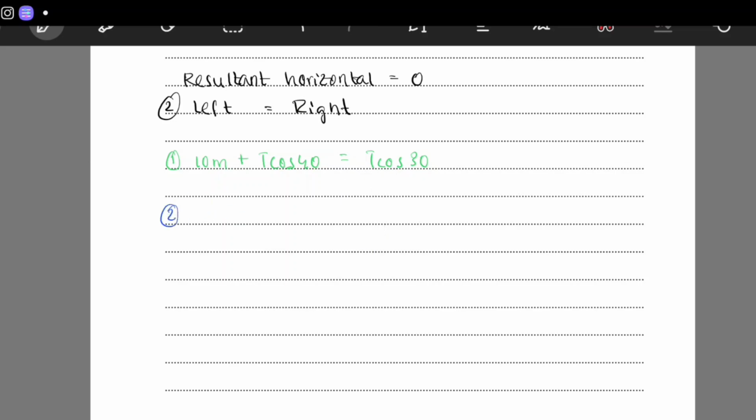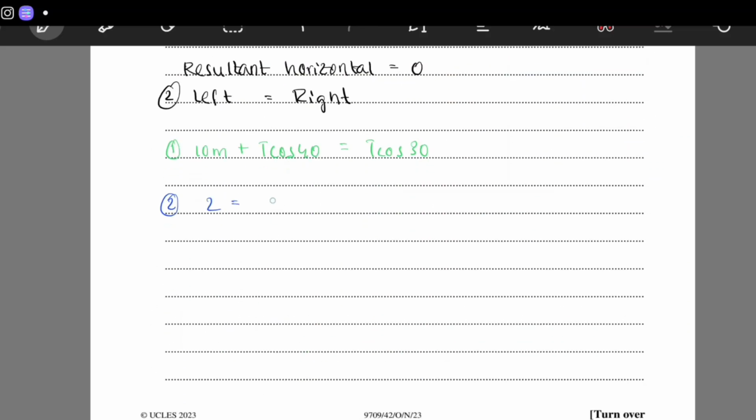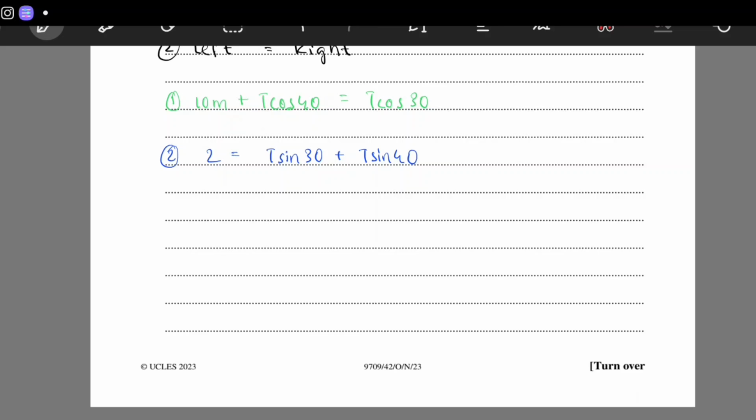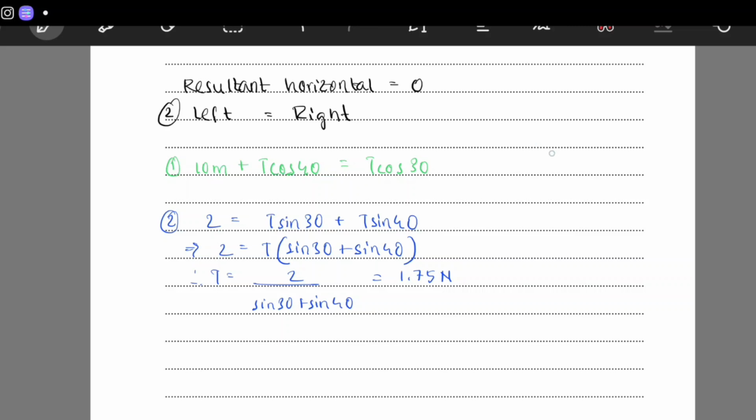Now using the horizontal components, the rightwards force, which is 2, this will be equal to the horizontal component of tension. So t sine 30 plus t sine 40. Since this second equation only has one variable, which is t, I can already solve for t. So 2 equals t bracket sine 30, taking t common, sine 40. Therefore, t is equal to 2 divided by sine 30 plus sine 40. This will be equal to 1.75 Newton. So now that I have the value of t, I can input this value in the first equation to find my value of m.